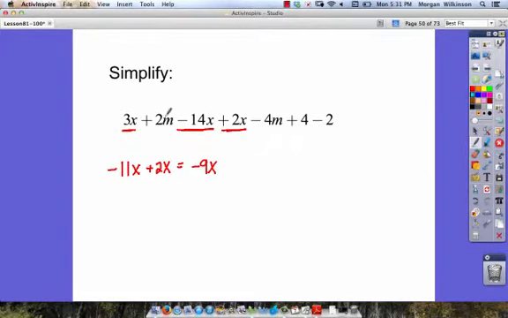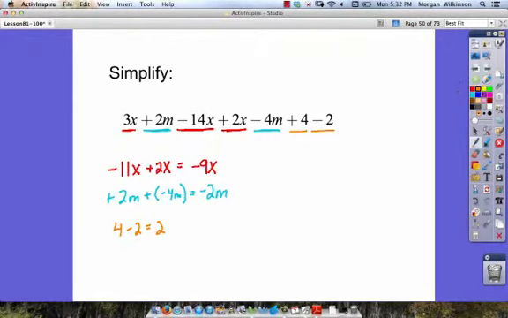Let's look at our m's next as we work from left to right. We've got plus 2m. We've got negative 4m. Well, how many m's do we have? We've got positive 2. We've got negative 4. Positive 2m plus negative 4m must be equal to negative 2m. And then finally we have our constants. We've got positive 4 minus 2. Well, 4 minus 2, that's 2.